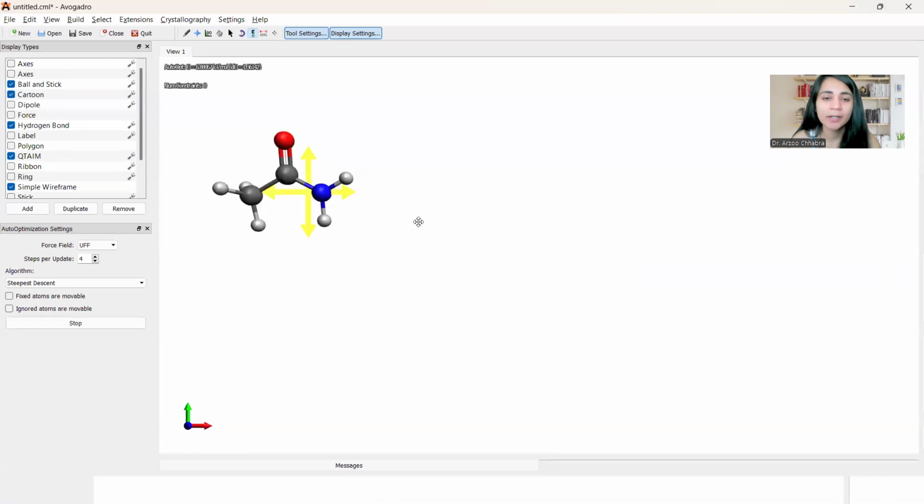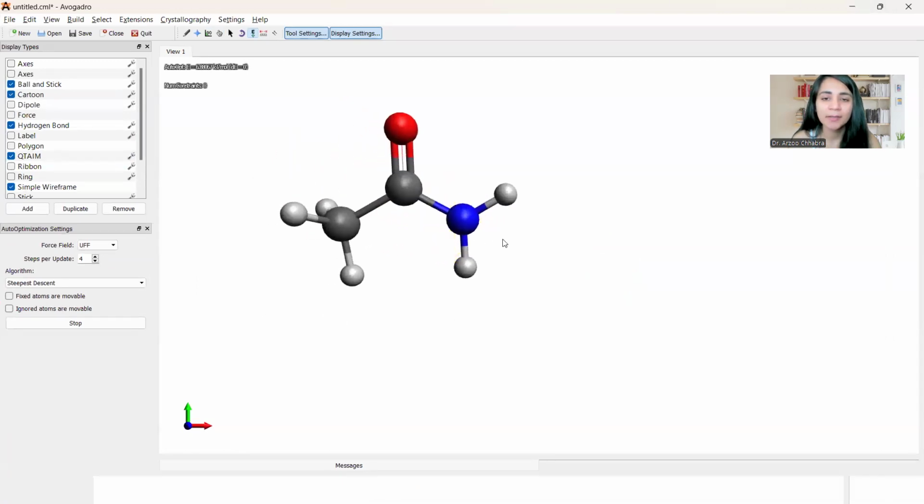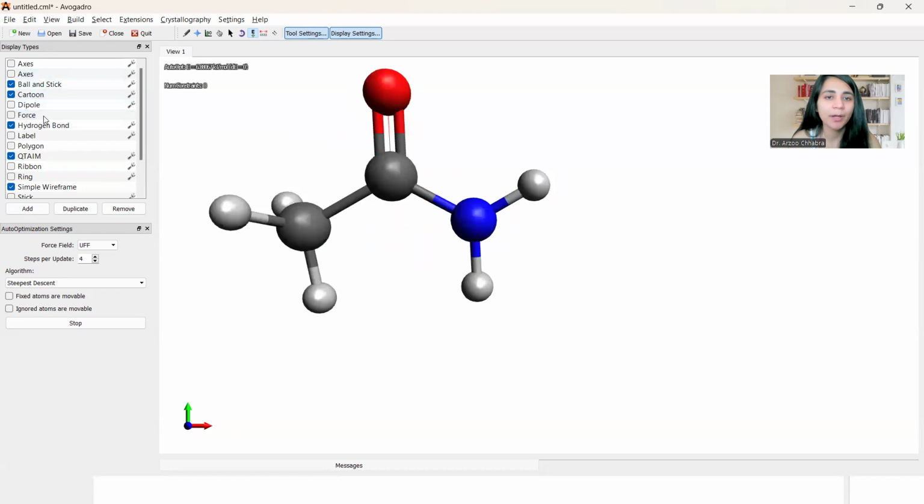Okay, so now let's see, the C double bond O is actually connected to an NH2, right? Nitrogen and the hydrogen, instead of just your OH, just the H. Now that is called an amide. Now this functional group is called an amide, right?